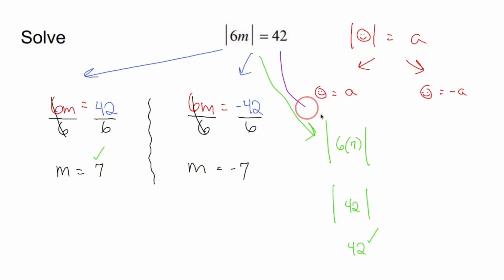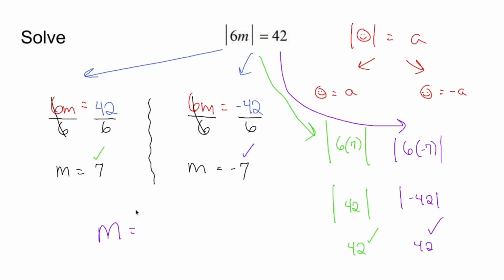So you're thinking, all right, the absolute value of 6 times negative 7 gets me the absolute value of negative 42, but the absolute value of a negative just makes it positive, so we get 42 anyway. We want to get 42, check, so you work, and then our final answer is, since it worked for both, m is going to equal both 7 and negative 7. So we have two answers, because two answers work.